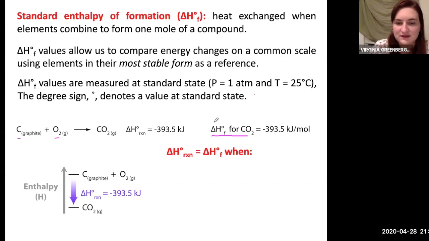So you might notice that this delta H has a degree sign and the F there. This degree sign tells us something about the conditions our experiment was run under. It's always going to be 1 atm and 298 Kelvin, and usually 1 molar if we're worrying about concentrations. This value can be positive or negative. It just depends on the molecule that you're creating. We can see a schematic of this reaction below, where carbon and oxygen on their own are at a higher enthalpy value than if we combine them to form CO2.